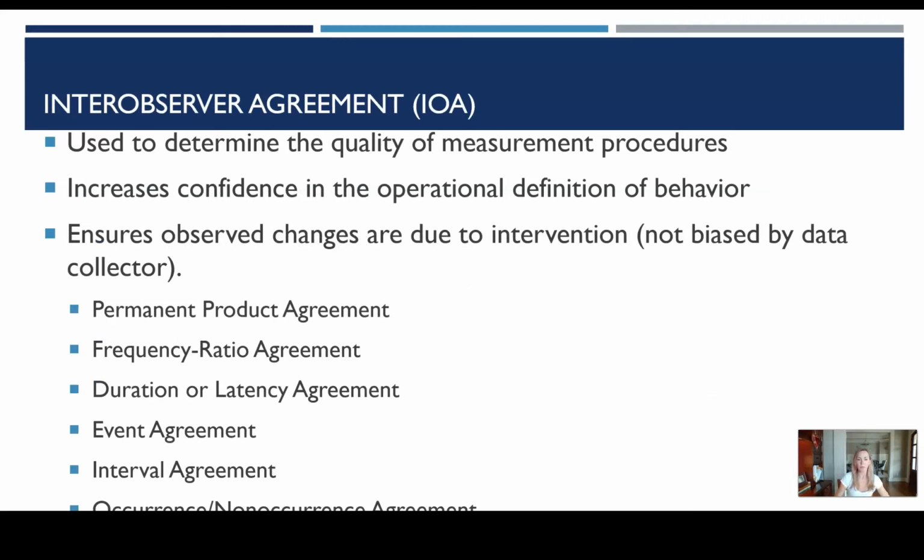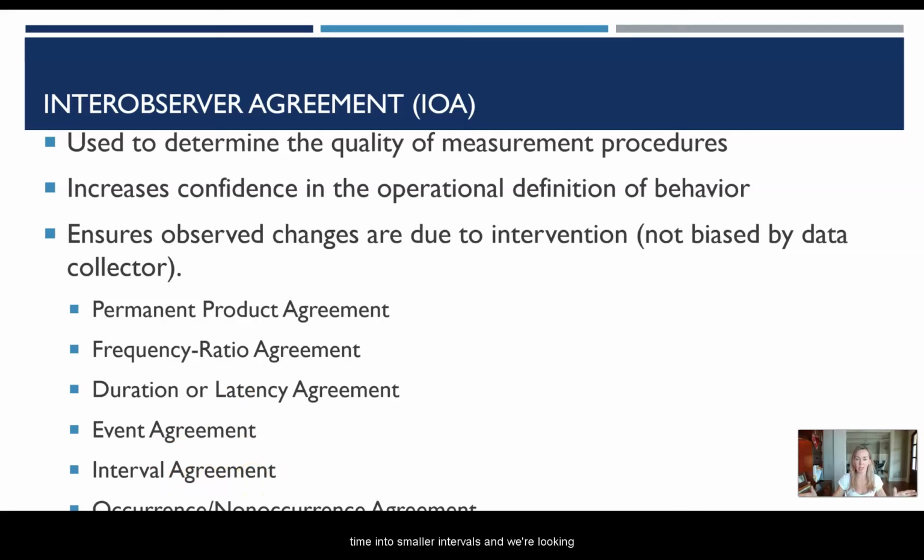Well, we have to think about the type of data we have collected. Different types of data might be permanent product, like a spelling test score. Or we might have frequency data or event data. So we have just tallied how often something happens. Or we have duration or latency, where we have timed a certain type of behavior or lack of response to a stimulus.